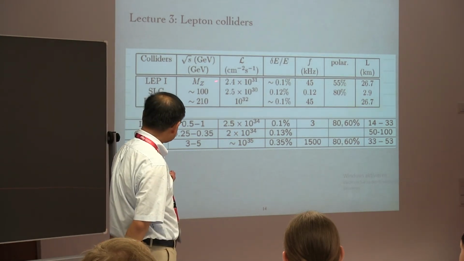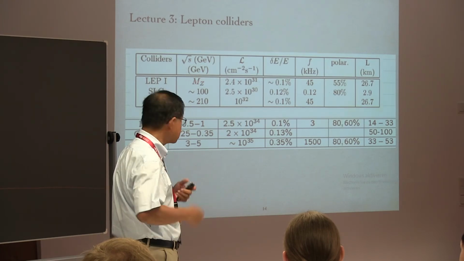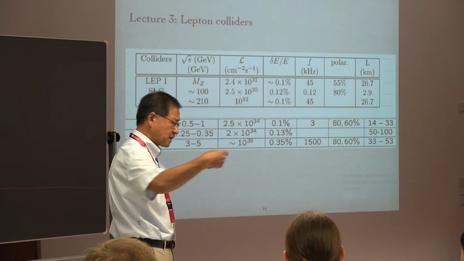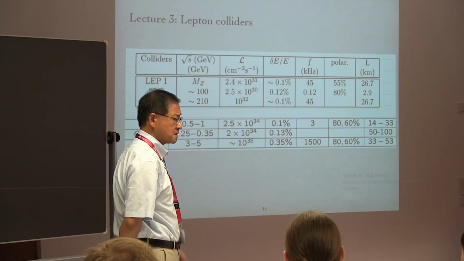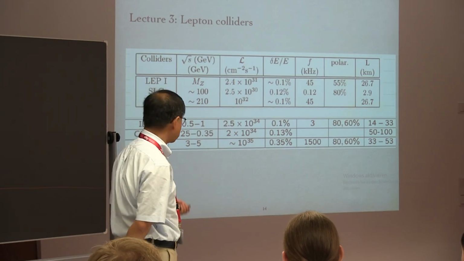So that was the original design, to have LEP sit on the Z resonance. Therefore, the center-of-mass energy, this is a head-on collision, e+e- head-on collision. The center-of-mass energy is 45 on 45, which gives you around the Z pole, and you have the Z production.